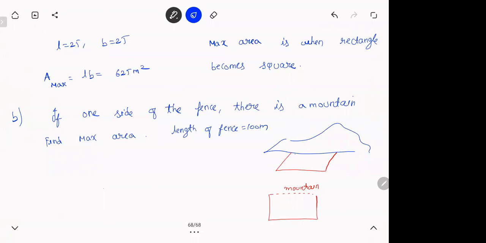Does it make sense? If you have a mountain on one side, why would you want to build a fence there? Wasting money. Use the mountain as one side and build a rectangle with the remaining 3 sides. Now what will be the maximum area?